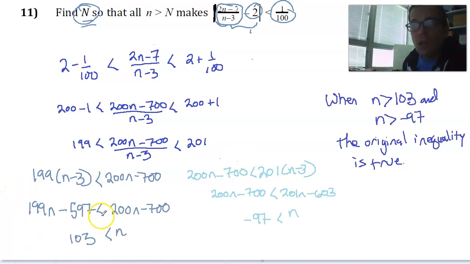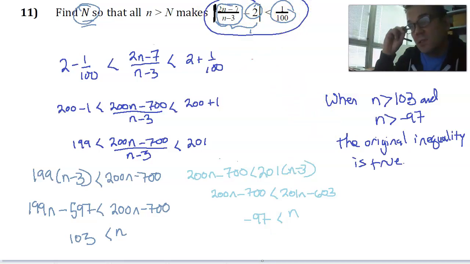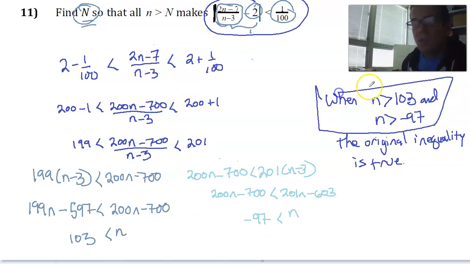So after doing all of this fun work, we do discover that if n's more than 103 and if n's more than negative 97, this original inequality is true. This is something that I think we don't emphasize enough as teachers. When we have you guys solve inequalities, we have you get to the end here, and it's all good. We're fine. Like we say, that's the answer. You have it. I have it. Thumbs up. Everyone's happy.